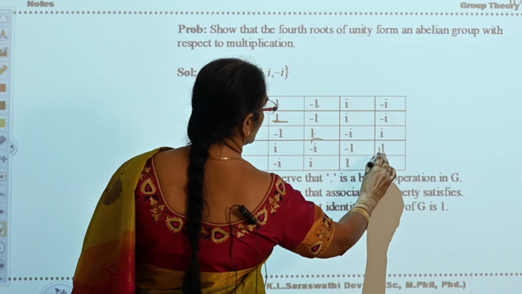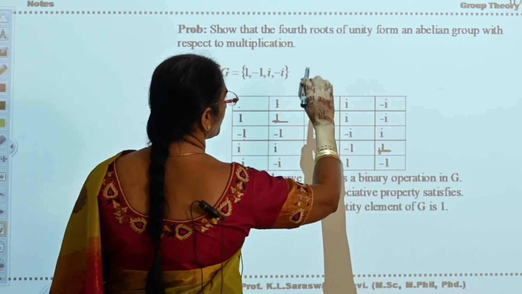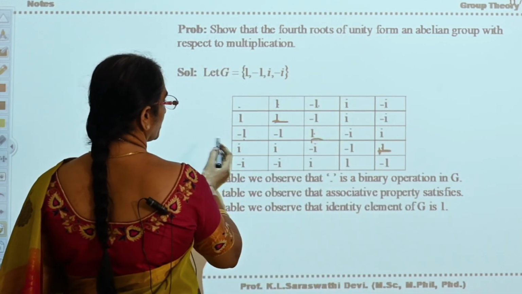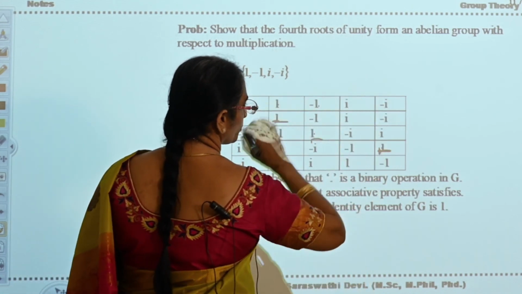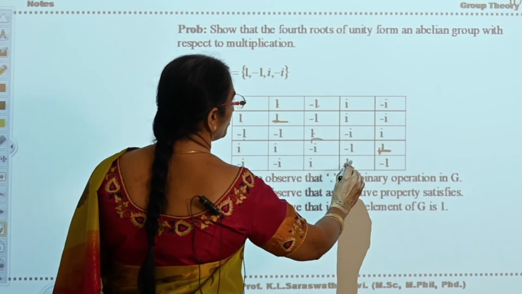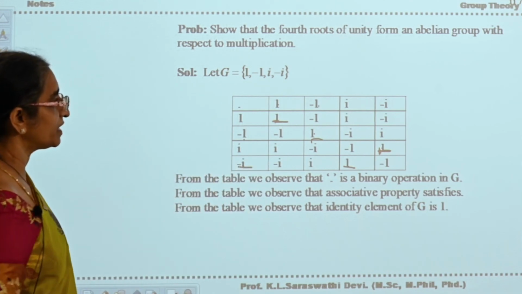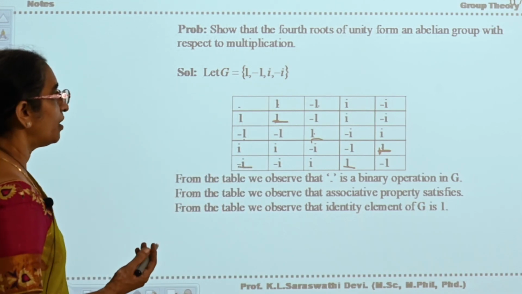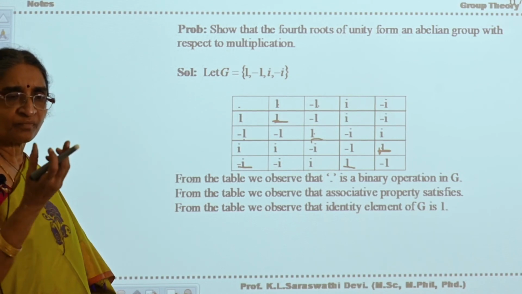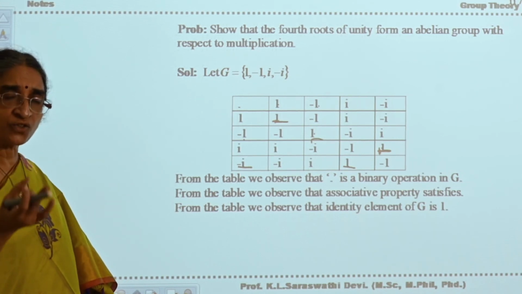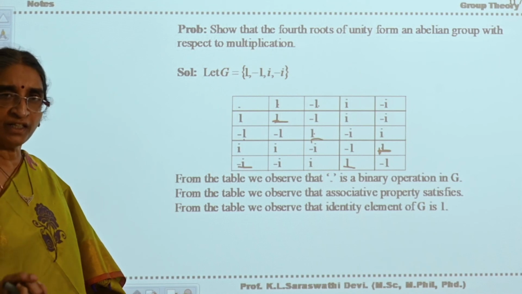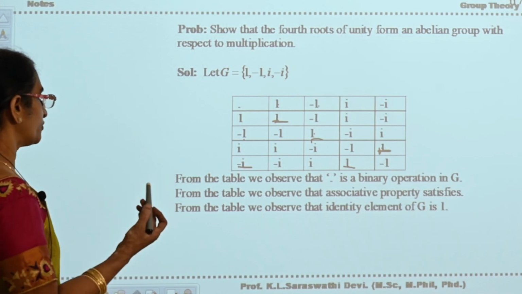Similarly, see the third row, 1 is here. Move to the top, minus I, and move to the left, I. I is the inverse to minus I. Similarly here, move to the top, I, and move to the left, minus I. Minus I is the inverse of I. So, you are able to find out closure property satisfies, associativity is taken for granted, identity exists, inverse also you are able to find out.